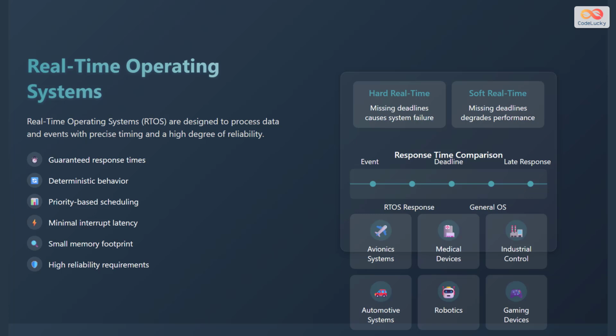They exhibit deterministic behavior, meaning that the output is predictable and consistent for a given input. Priority-based scheduling is used to ensure that the most critical tasks are executed first. Real-time operating systems minimize interrupt latency, which is the delay between an event occurring and the operating system responding to it. They have a small memory footprint and are often used in applications where failure to meet a deadline can have serious consequences.